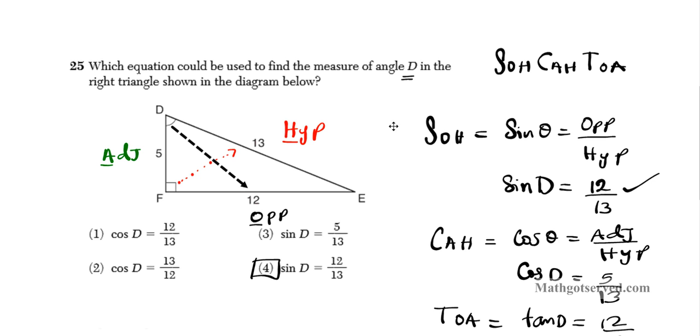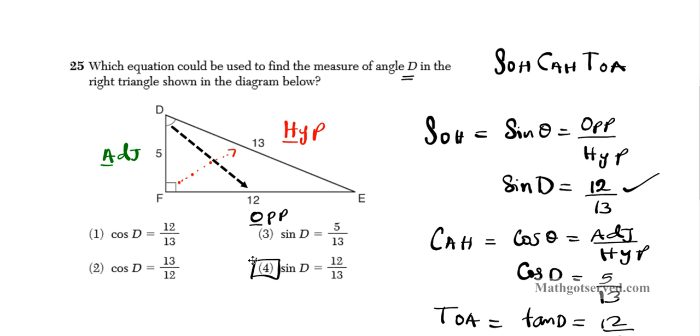25 is a right triangle trick. We are asked which ratio represents the measure of angle D. So basically, label the triangle relative to D. Since this is D, the side opposite is opposite. The side opposite the 90-degree angle is the hypotenuse, and this is adjacent. So if you compute sine D using SOHCAHTOA, it's opposite over hypotenuse, which is 12 over 13.